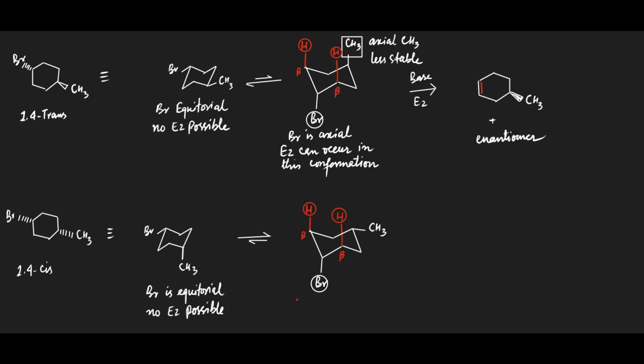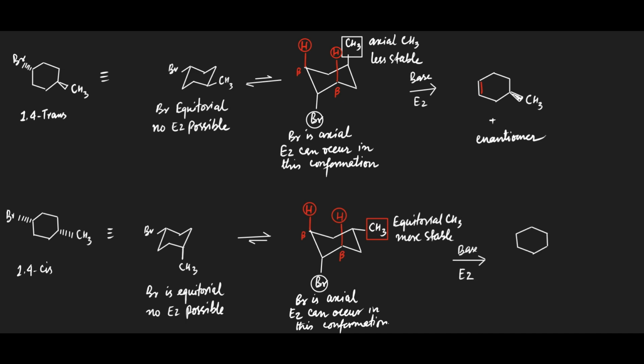Bromine is now axial, which means that E2 can occur in this conformation, as it has axial hydrogen on 2 beta carbons. Moreover, this methyl is equatorial, which means that this conformation is relatively stable because methyl in essence is bigger than bromine. Now elimination of either red hydrogens will form this alkene product and its enantiomer.